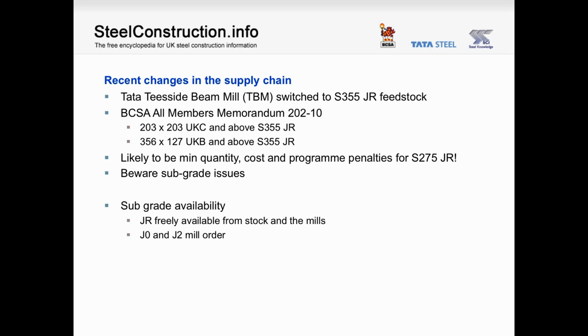So designers should be aware that if they have specified S275JR, they may be getting something different, and if they really do want this grade, it would need to be ordered directly from the mill. Designers should also be aware that whilst in strength terms S355JR is clearly better than S275JR, this does not hold true in terms of toughness and brittle fracture, and we'll see why later in this presentation.